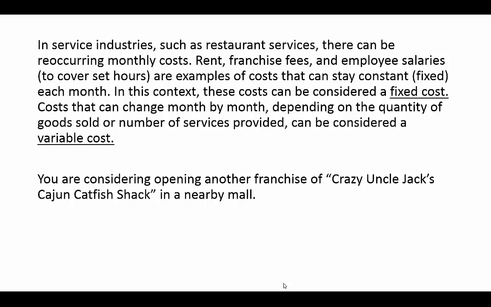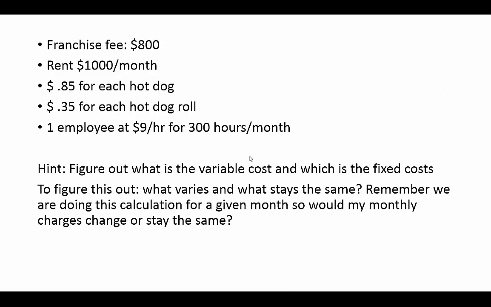Now we are going to be looking at Crazy Uncle Jack's Cajun Catfish Shack for most of the semester. So now we're looking at considering opening another franchise of this. The franchise fee is $800 a month, the rent is $1,000 a month, and it's 85 cents for each hot dog, 35 cents for each hot dog roll, and one employee at $9 an hour for 300 hours a month. So we need to figure out what is the variable cost and what the fixed cost is.